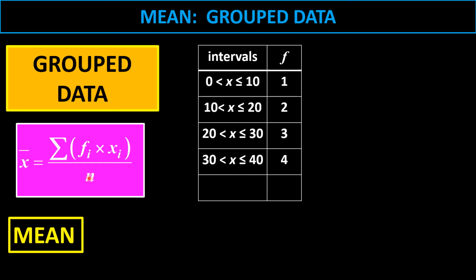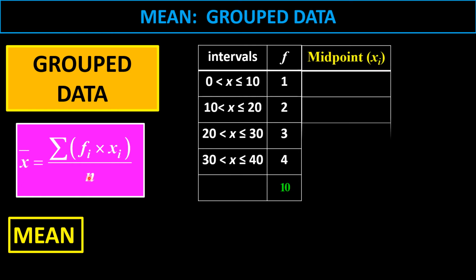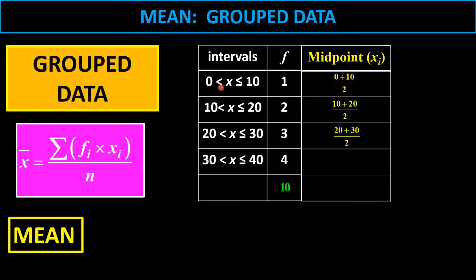So let's just create an extra column here. We know the sum of the frequencies is 10. That will be my 10 that I'm going to use there. The midpoint, how do we get the midpoint? That's right, it's 0 plus 10 divided by 2, simple arithmetic, right? And then 10 plus 20 divided by 2, and we can carry on. 20 plus 30 divided by 2, 30 plus 40 divided by 2. And if we do that arithmetic there, it's 5, 15, 25, and 35, right?